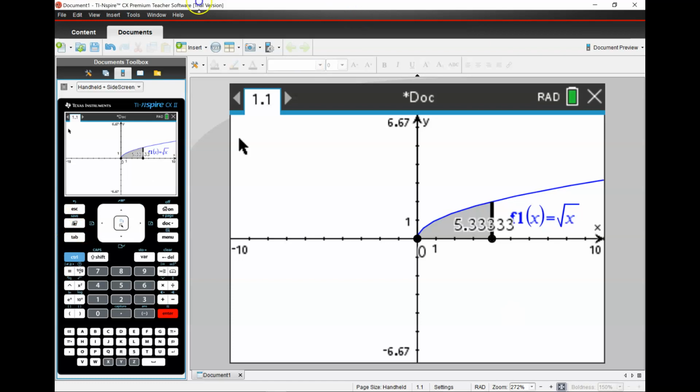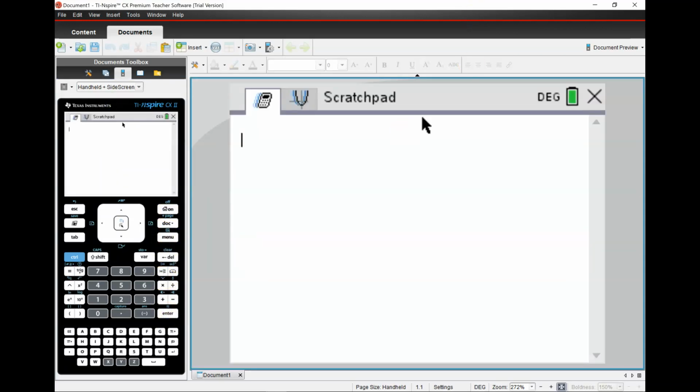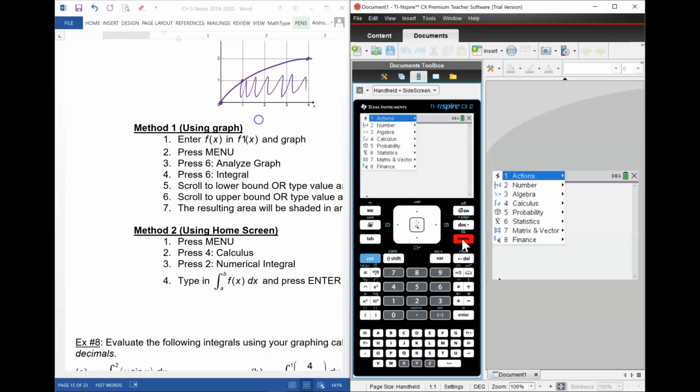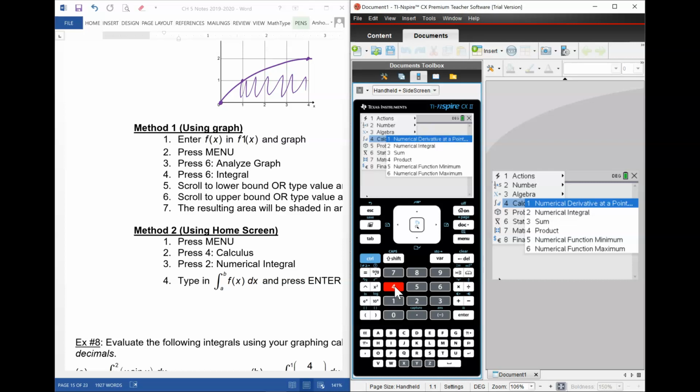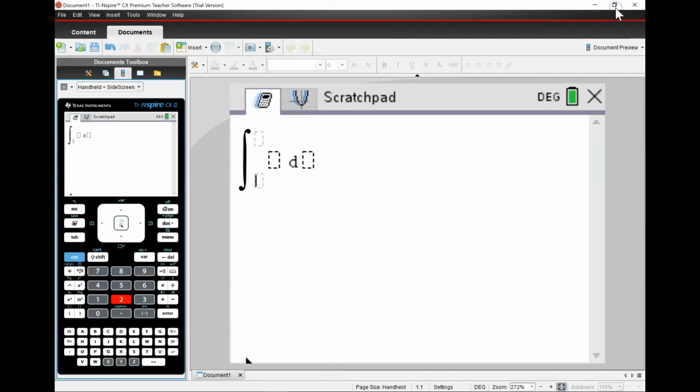Let's do it using the home screen, right? So using the home screen, you're going to go to menu. Calculus is number 4. And remember how before we did numerical derivative? Now we're going to do numerical integral. That's the second one down. And then it just gives you this interface. And you just put in here 0 to 4. You can keep pressing tab to go from one to the other. That's the easiest thing. And then root x.